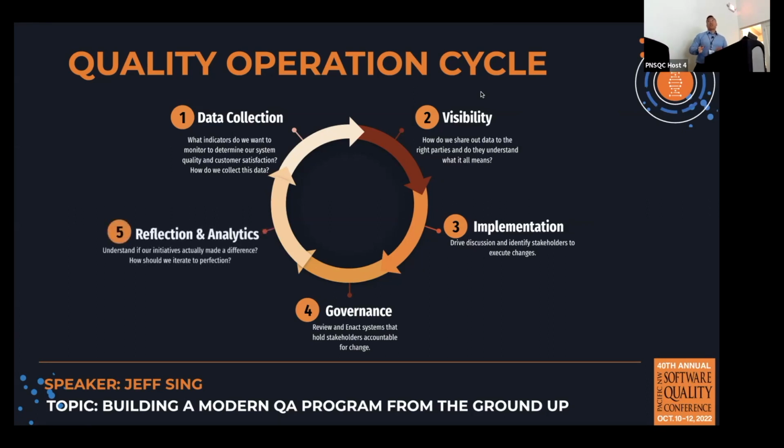Lastly is what I call reflection and analytics, right? Understand if your initiatives actually made a difference, and then how do you change, right? Sometimes we're wrong. Maybe adding more tests didn't do anything, but you should be able to see, hey, we added more tests, we're still getting more incidents, didn't work. Fine, adjust it, go back, collect the data, start again. Create that virtuous cycle, right? And that is how you adjust your program to target what you should be doing.